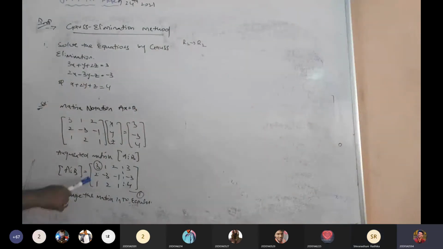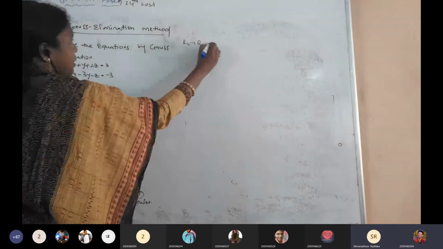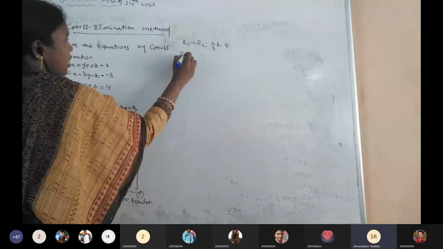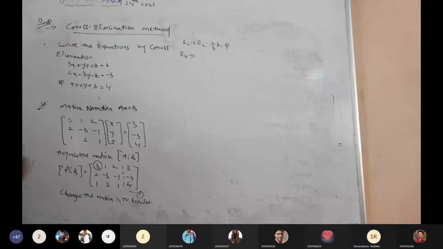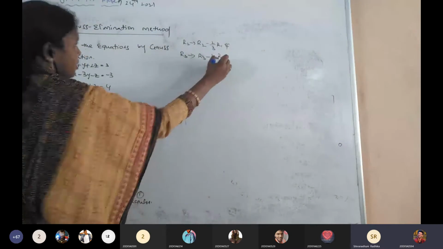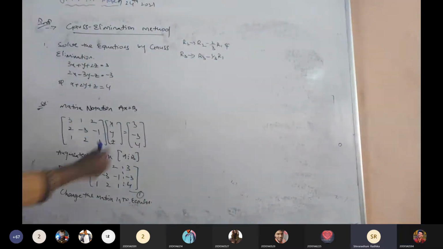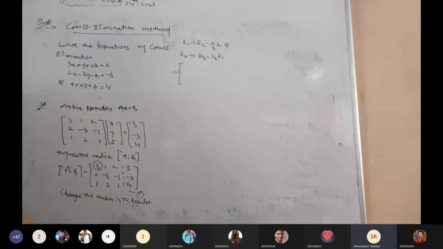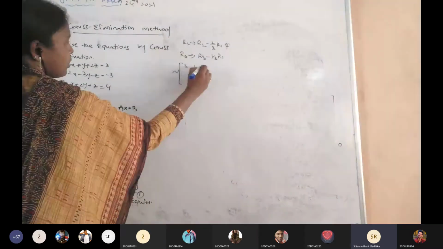R2 minus 2 by 3 into R1. Very good. 2 by 3 R1. And R3 changes to, tell me. R3 minus 1 by 3 into R1. Very good. The augmented matrix is reduced. The first row is the constant.